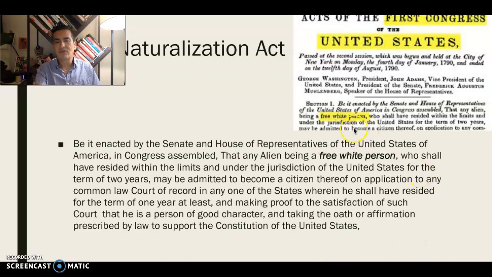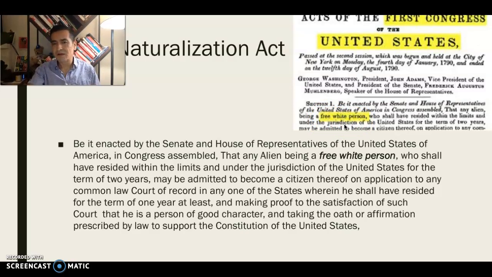When Congress ratified our initial Constitution in 1789 and the subsequent Bill of Rights in 1790, they also laid down the first citizenship law, one of the first acts of the first Congress here. And Congress legislated who could be a citizen. And I highlighted here, free white person, right?